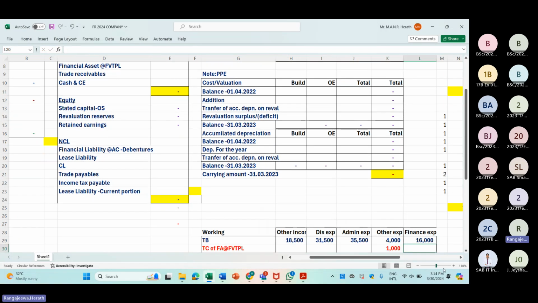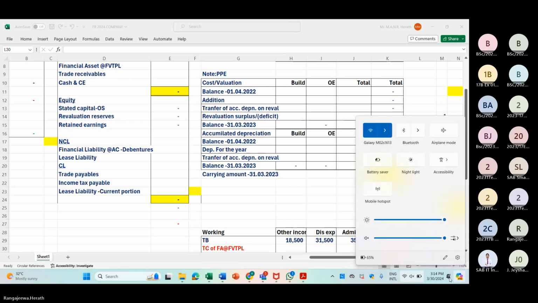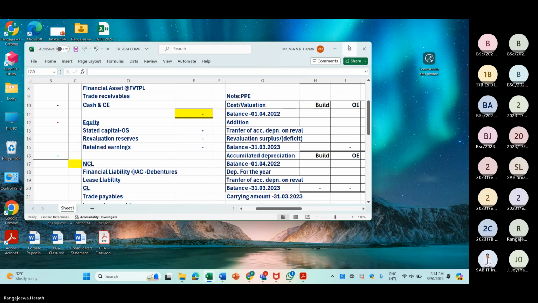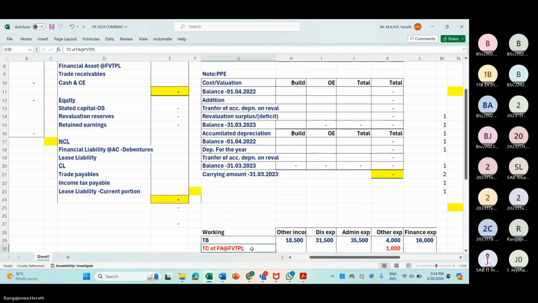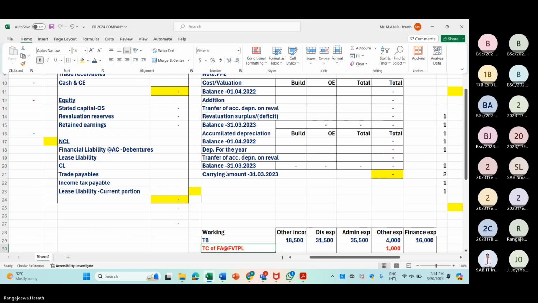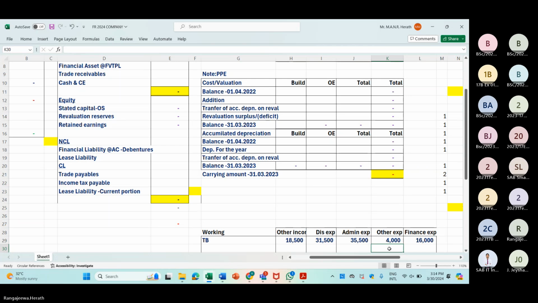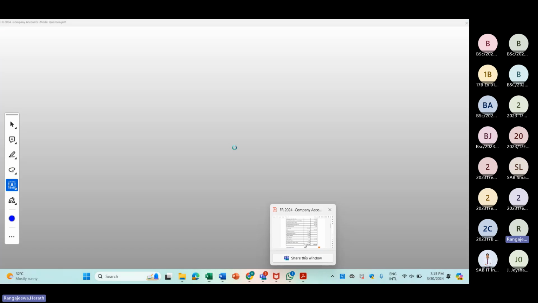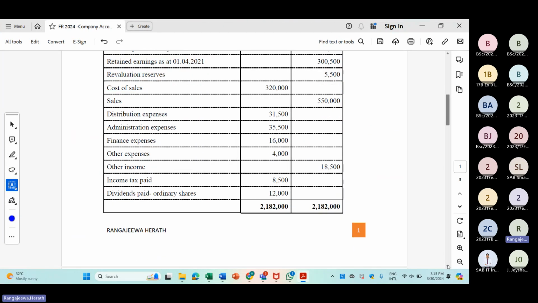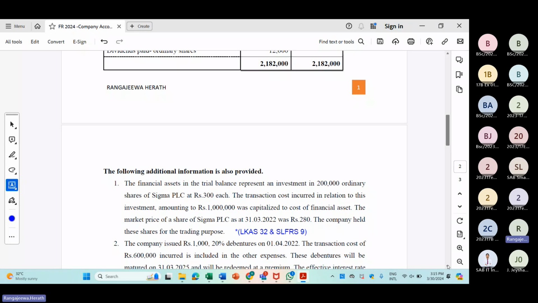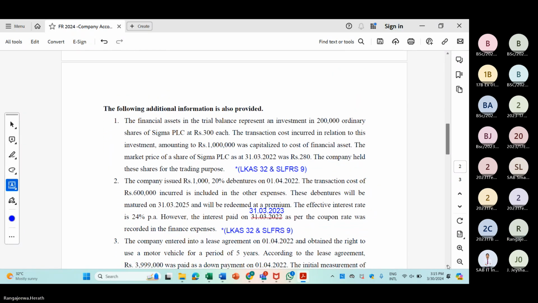These are the expenses already recognized, right? In the trial balance. So we can take those expenses. Then we can take one by one additional information. Now the first additional information about the financial asset. Financial asset. This is from LKAS 32 and SLFRS 9, right? Can you attempt this one?